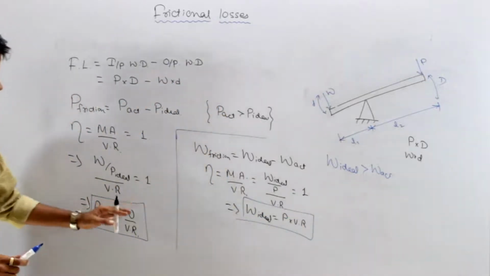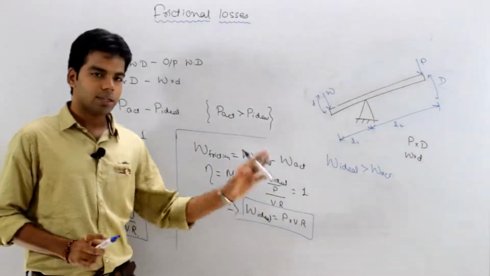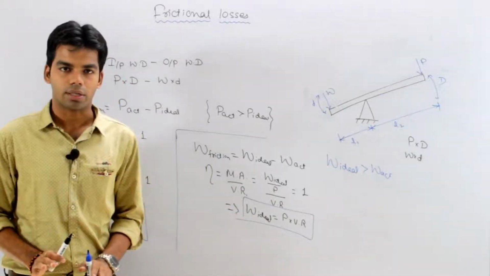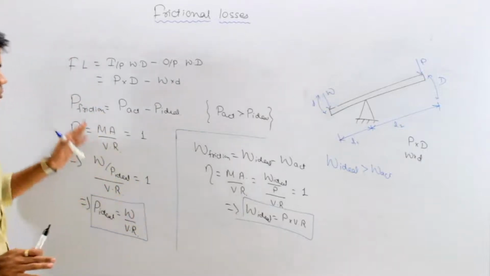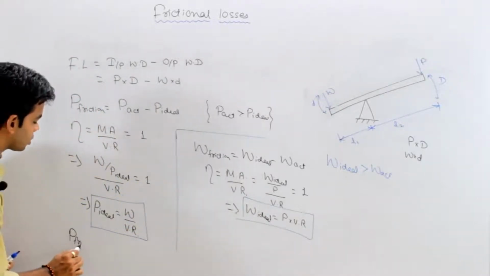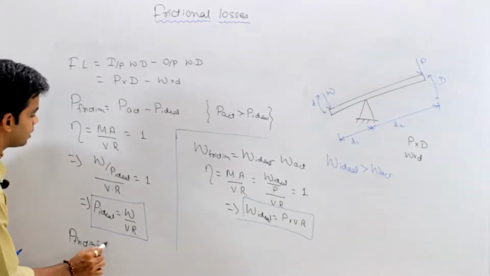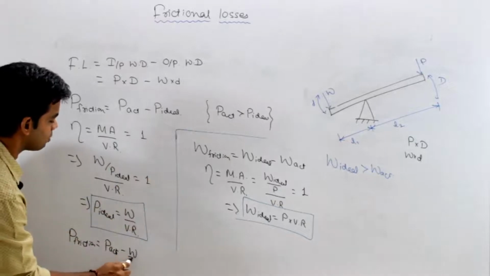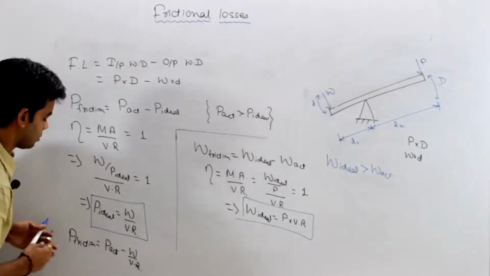Okay, so these are two important conclusions which we got. P ideal is equal to W by velocity ratio, and W ideal is equal to P into velocity ratio, and with the help of this we can determine the frictional losses. How much effort is lost due to friction? So from here this P friction will be equal to P actual minus P ideal, which is equal to W by velocity ratio. That's it.